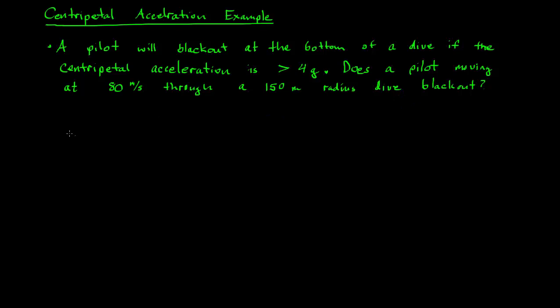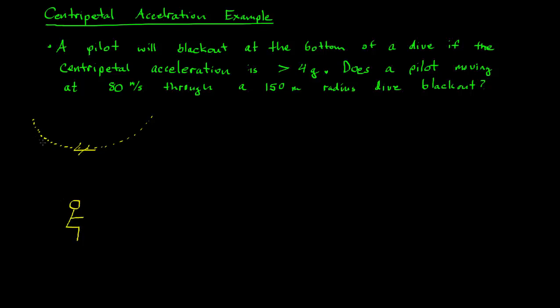What we're talking about is, let me see if I can draw it, a circular path. We have an airplane at the bottom of a dive, pulling out of a dive. Now, why would somebody black out at the bottom of a dive? What we have to think about is the pilot inside of it.